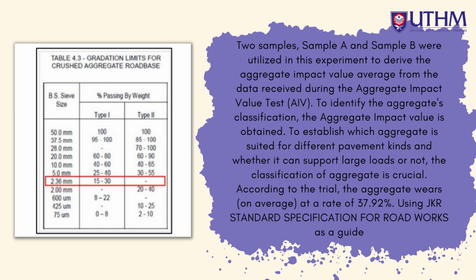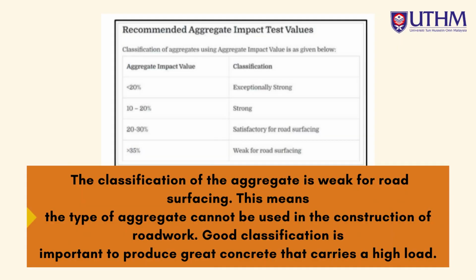According to the trial, the aggregate wear average value is 37.92. This experiment violates the JKR specification for roadworks because the aggregate crushing value is more than 30, as the value is 37.92. As a result, it is crystal clear that the classification of the aggregate is weak for road surfacing. This means this type of aggregate cannot be used in roadwork construction.